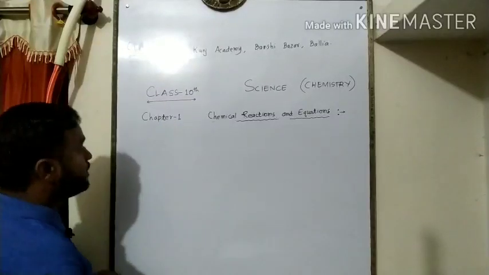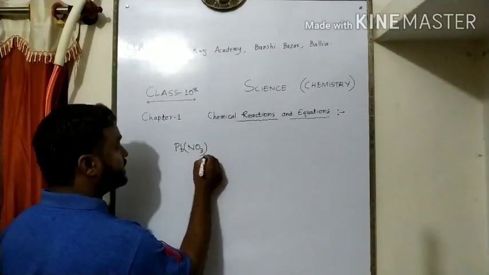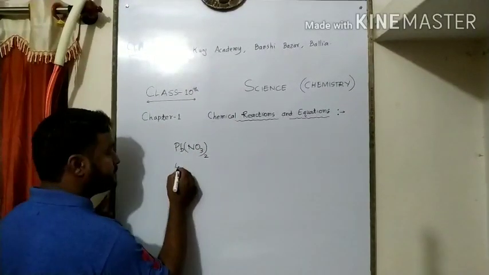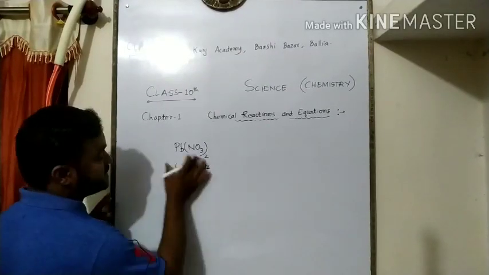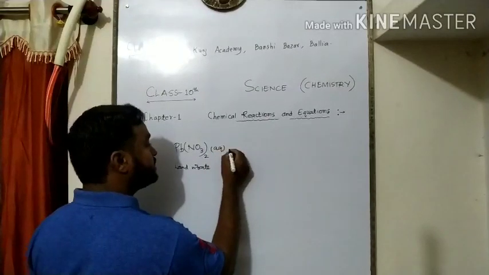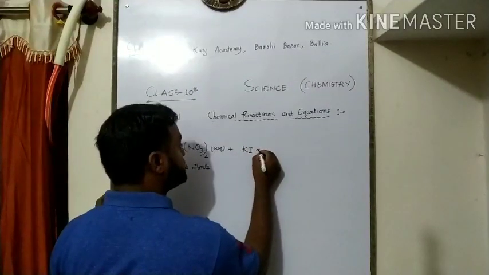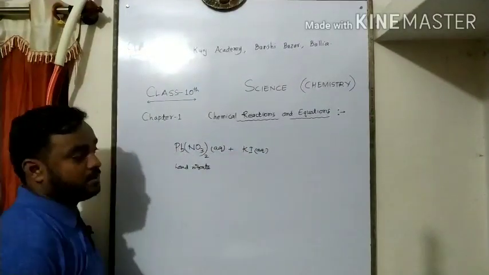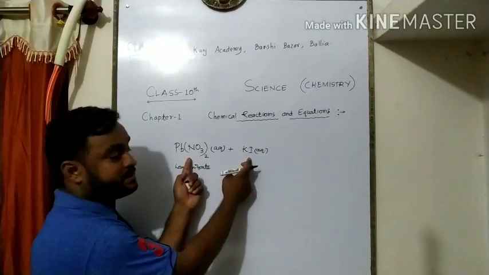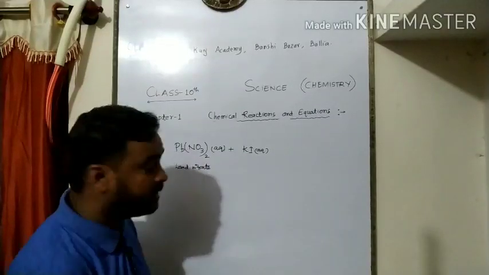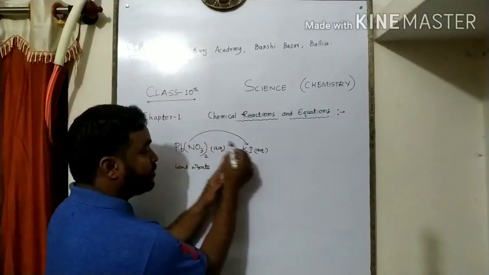See this one. Pb(NO3)2. What is this one? This is lead nitrate. This is usually present in the aqueous state, and I am dissolving this lead nitrate in potassium iodide. This is also another aqueous solution. So what I have done over here is taken two different substances. These two substances are going to act as reactants.